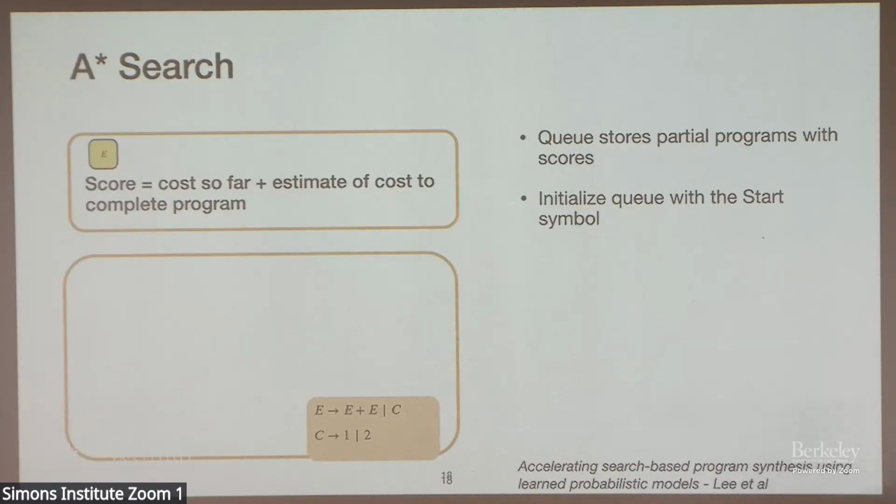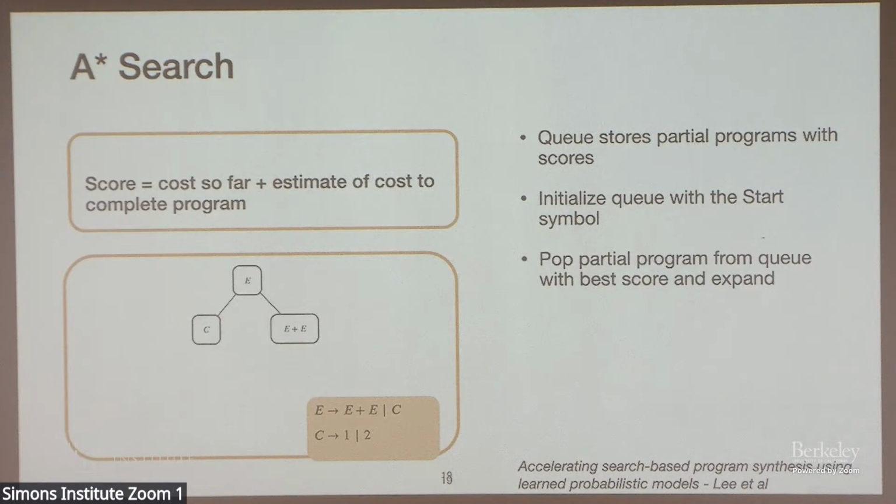So we can search a weighted grammar with A star. This isn't a new idea. This is just an adaptation from the Euphony paper. We store a queue of partial programs, which we start with the start symbol in the grammar. We pop the partial program from the queue that has the best score. The score is a function of the weights on the production rules you use to get to this partial program, and the weights on the likely completion of this program.